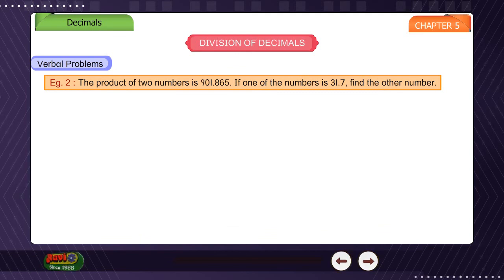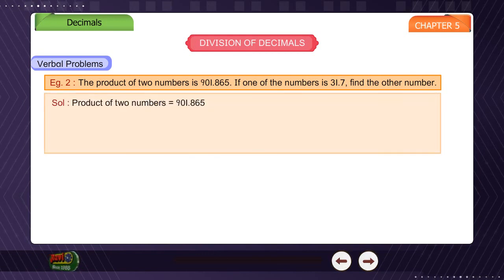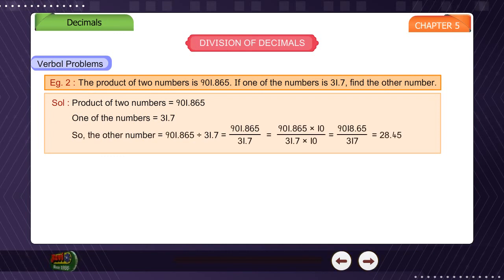Example 2. The product of two numbers is 901.865. If one of the numbers is 31.7, find the other number. Solution. Product of two numbers is equal to 901.865. One of the numbers is equal to 31.7. So the other number is equal to 901.865 divided by 31.7, is equal to 901.865 into 10 by 31.7 into 10, is equal to 9018.65 by 317, is equal to 28.45.